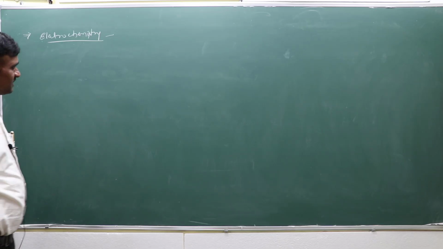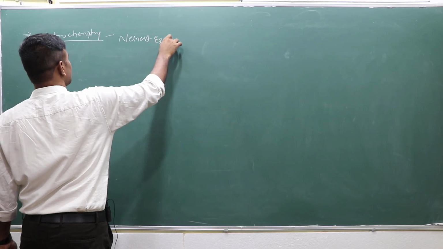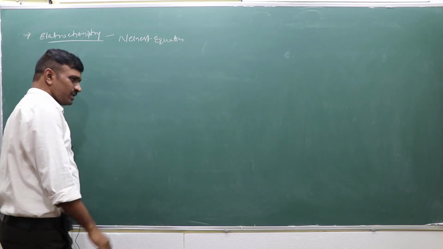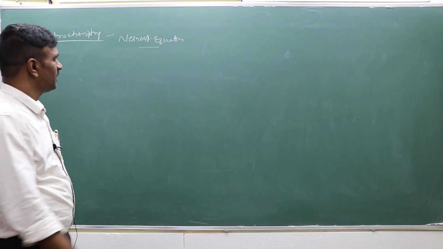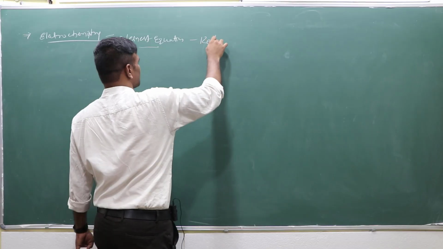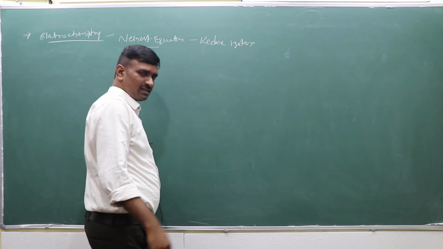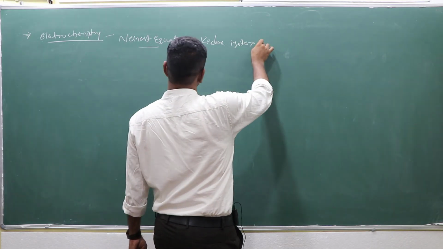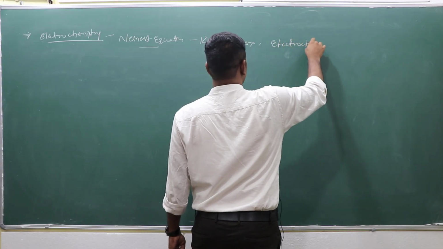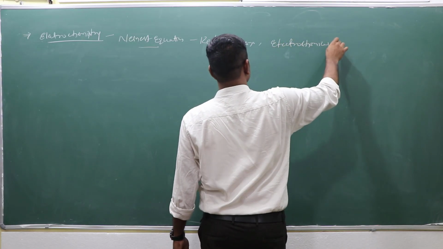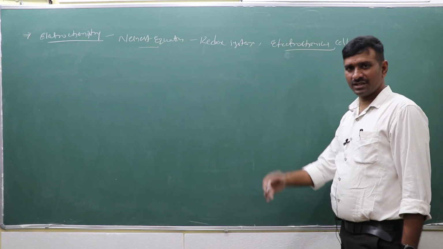So what is mentioned in the syllabus? The Nernst equation and its problems. From the Nernst equation, most of the time you may expect one question. Redox systems are mentioned. And another one mentioned is electrochemical cells. From the electrochemical cells area also you can expect a question.